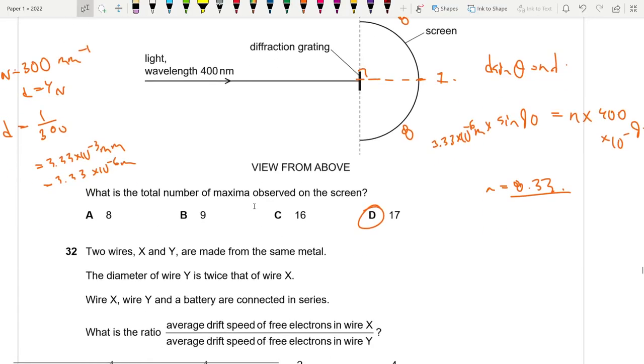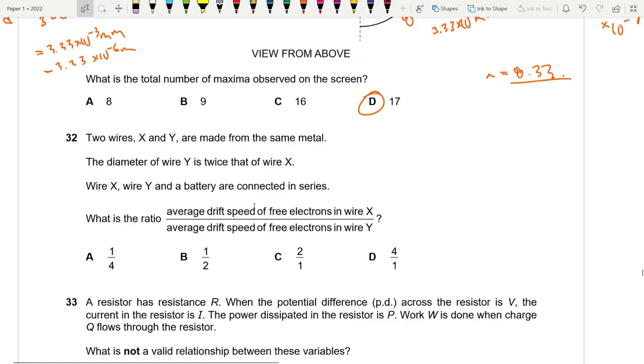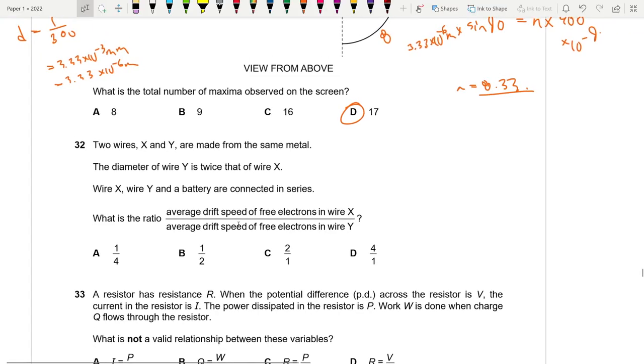31 is D. Two wires X and Y are made from the same material. That means number density is the same. The diameter of Y is twice that of diameter X. Wire X, wire Y, and the battery are connected in series. That means the current is the same.